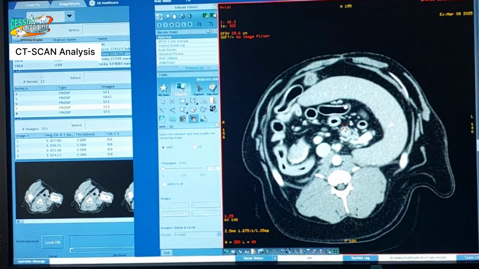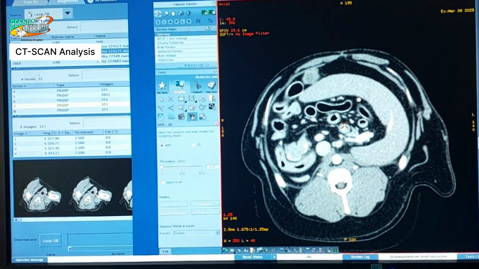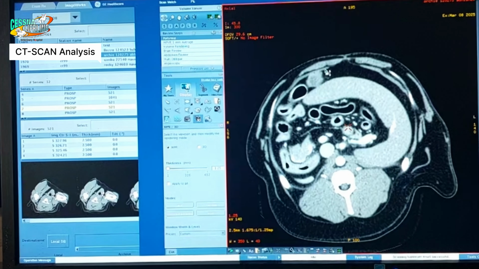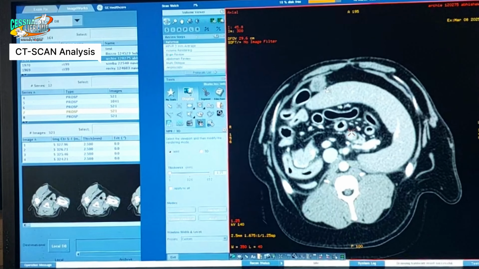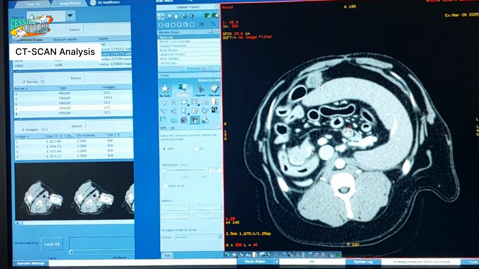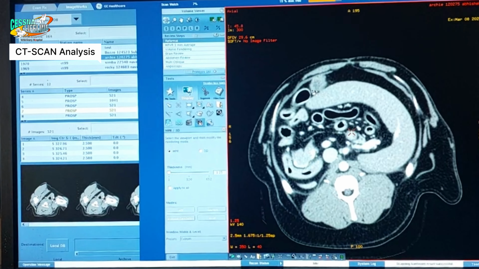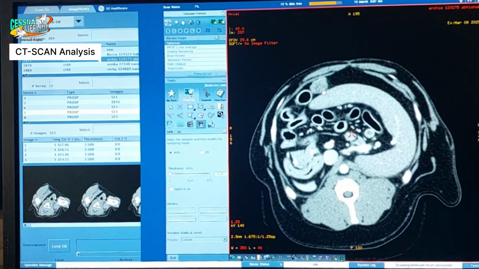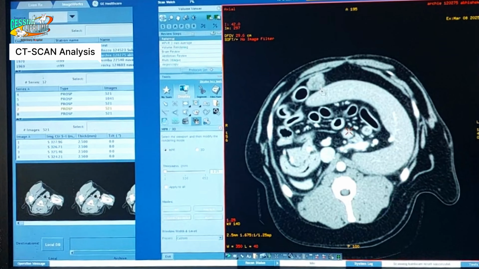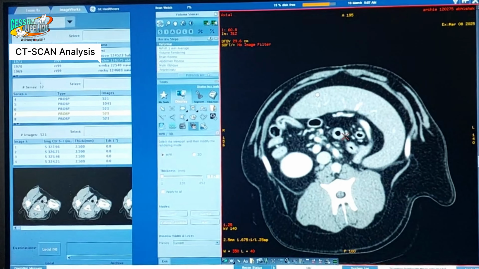This area is pancreas. But on the ventral aspect of the body, there is one growth sitting here. Most probably it is a lymph node, or it is a growth in the omentum area somewhere. We are not sure completely why this structure is there, but probably we are going to remove this also during the same surgery.